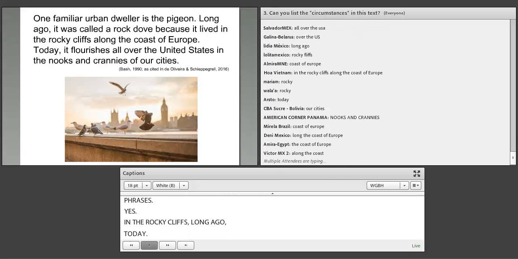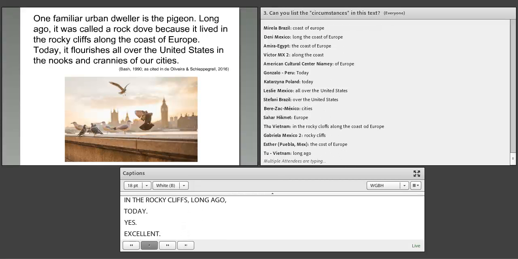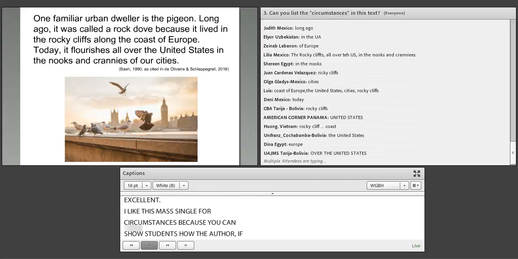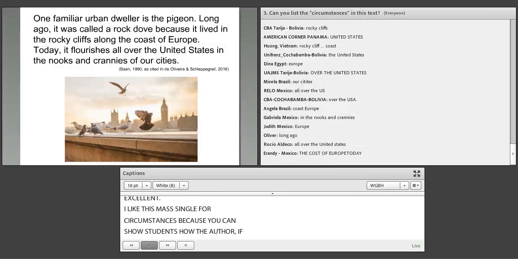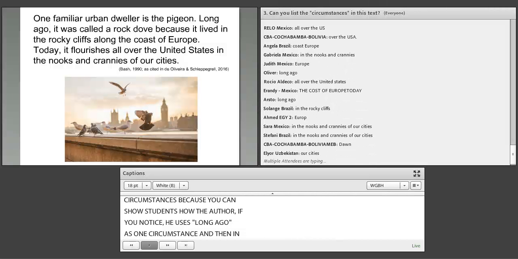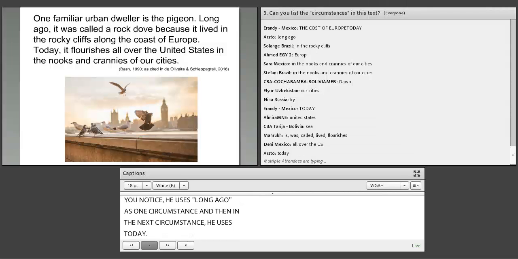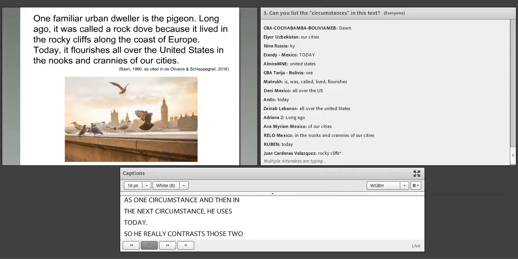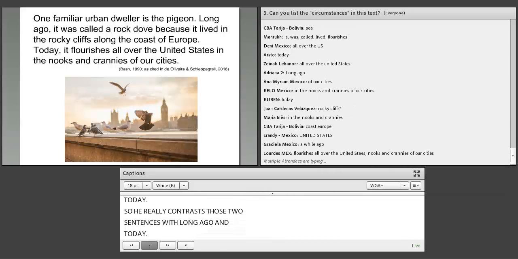I like this passage for circumstances because you can show students how the author, if you notice, uses long ago as one circumstance, and then in the next sentence, he uses today. So he really contrasts those two sentences with long ago and today. And so you can point that out to students.